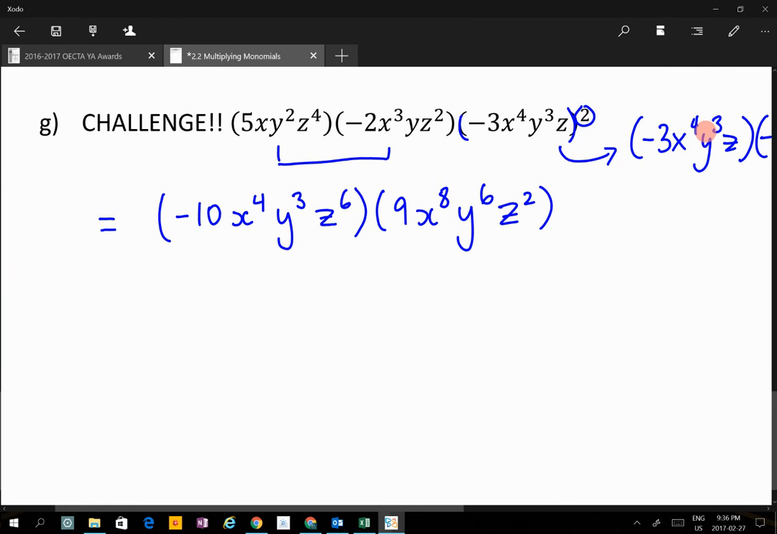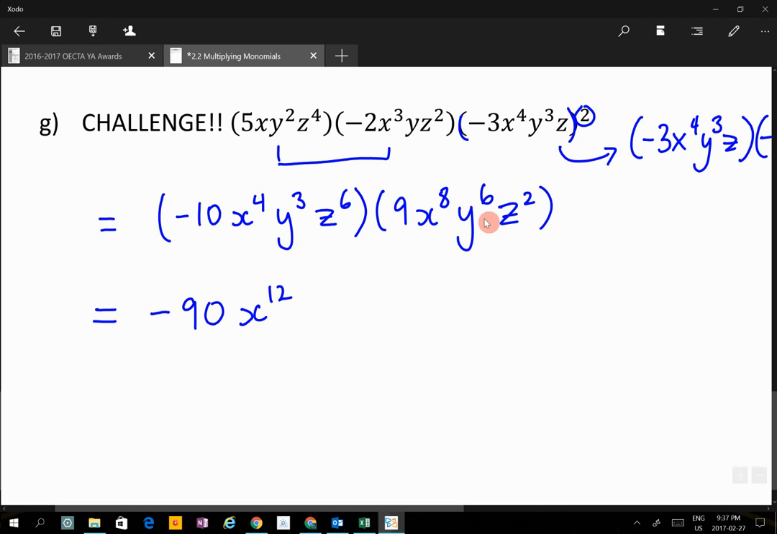Okay? Now on my next step, this is a multi-step problem. I can combine now these two terms. They're being multiplied. So again, as usual, I just multiply the coefficients. Negative 10 times 9. A negative times a positive is a negative, so I have negative 90. x to the power of 4 times x to the power of 8, add their exponents, x to the power of 12.